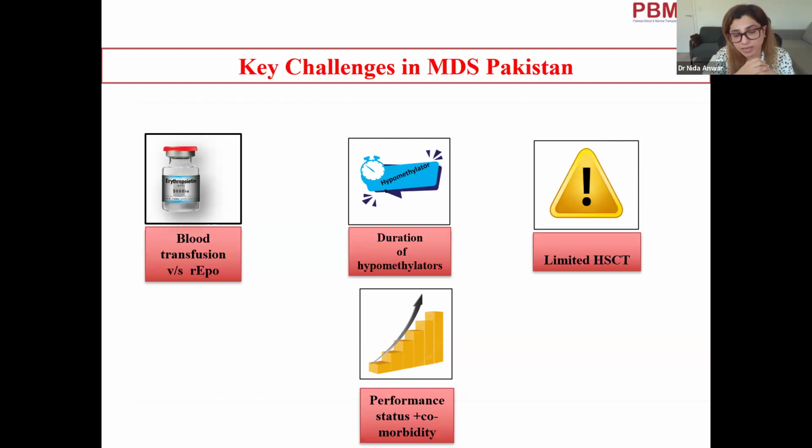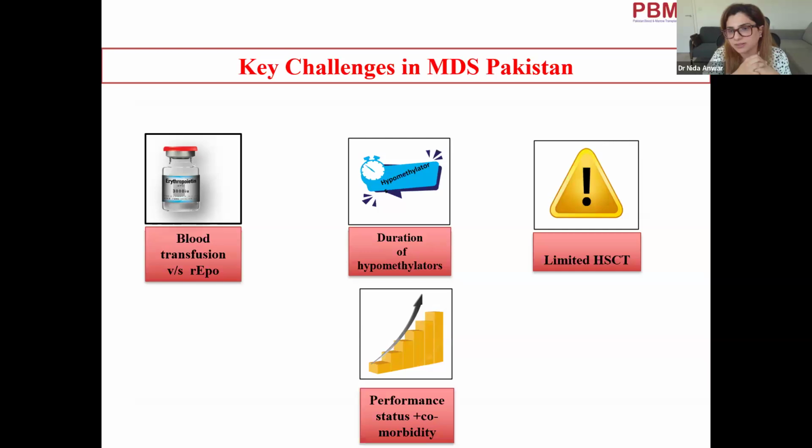And then there is the duration of the hypomethylating agents. When we counsel the patient that we have to give at least 6 cycles and so on, again, it's very difficult to convince the patient that even if you're responding, we have to continue the hypomethylating agents until unacceptable toxicity or loss of response.